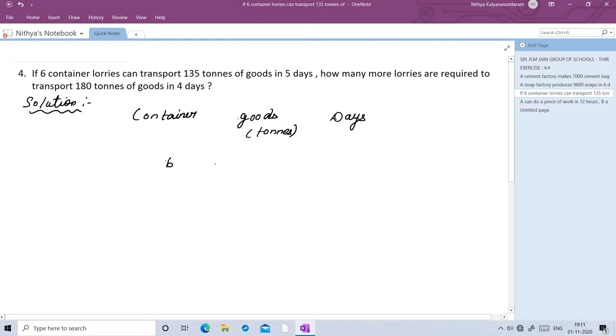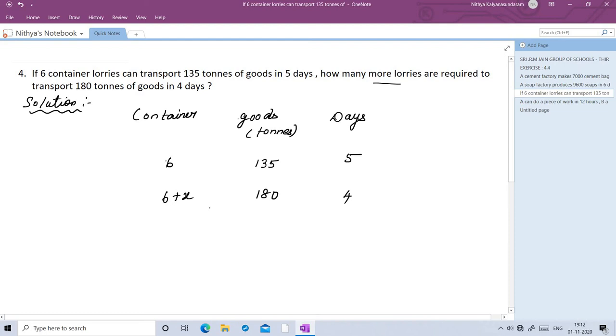Six containers. So the number of goods is 135 tons in 5 days. Then how many more lorries are required to transport 180 tons of goods in 4 days? So the number of days is 4, then tons is 180. Then container lorries: already 6 containers. We need more. So how many more? So 6 plus x.